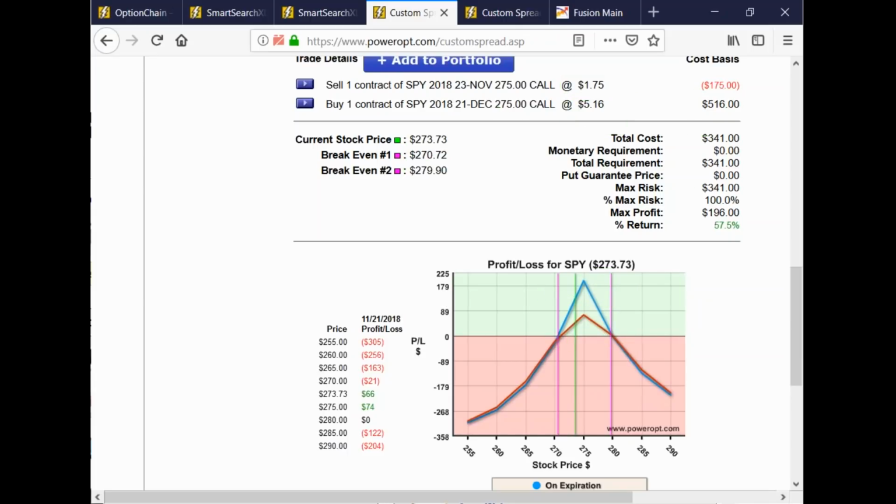What is a good horizontal calendar? Well, it's one that gives you the premium that you want, gives you the return that you want, and that you have the expectation that this underlying security is not going to move more than 4 points down or 5.5, 6 points up in price.